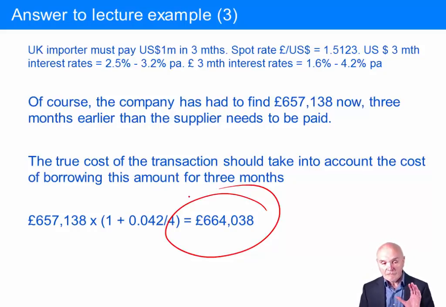So we take 657,138, we convert it now, we put those dollars on deposit, they become 1 million. There's no exchange rate risk. We've done all our conversion now. It doesn't matter what the real rate is. We will have 1 million in the bank to pay this person in 3 months. We've changed the money into dollars now. We're not dependent on any sort of future rate that could be coming up.